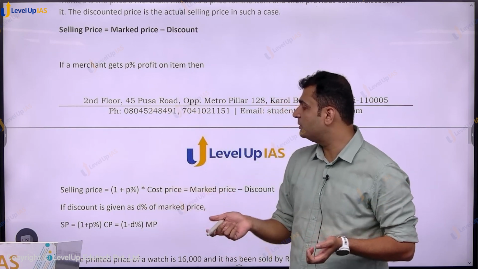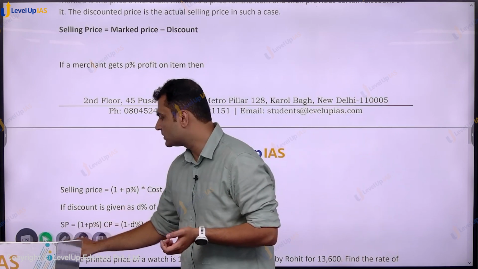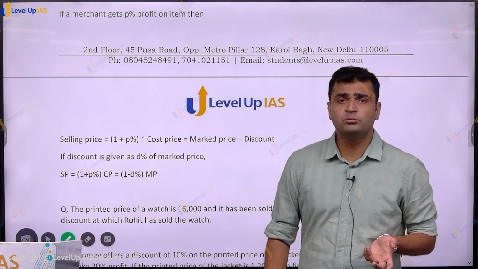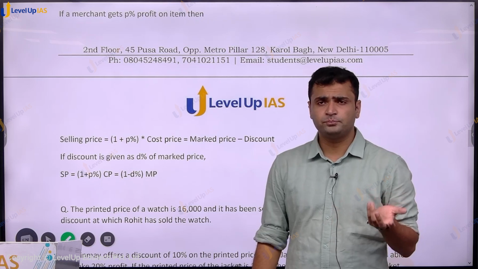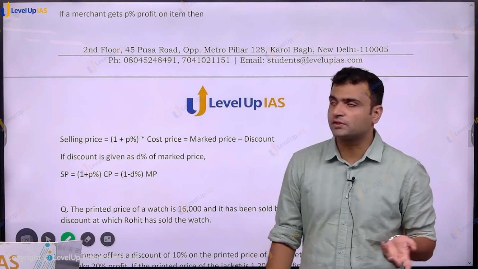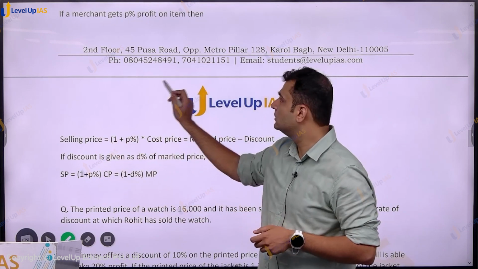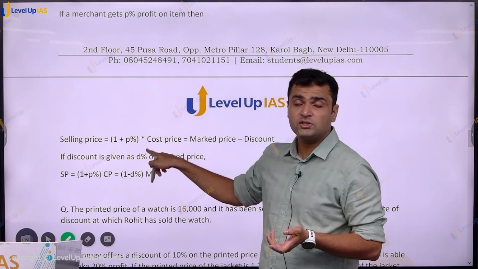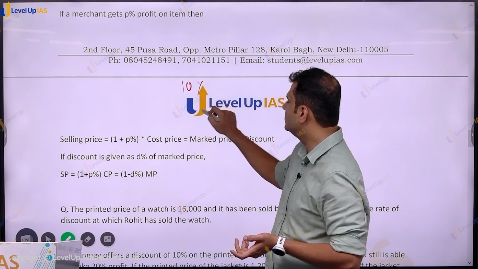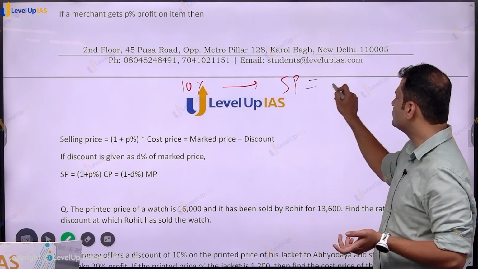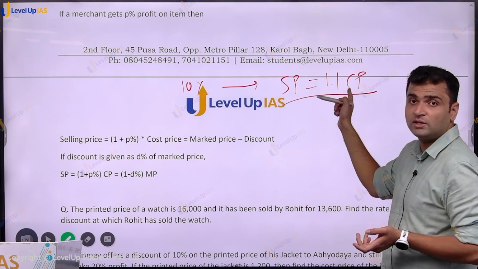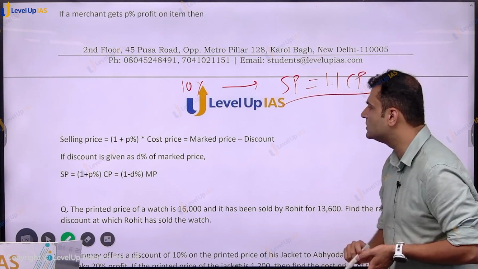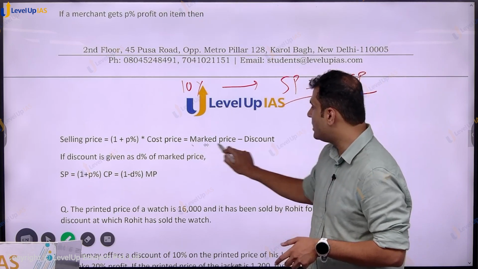If a merchant or seller makes P% profit on the item after giving D% discount, what happens? Selling price is (1 plus P%) times cost price, because profit comes from the percentage chapter. If the profit is 10%, then selling price is 1.1 times CP, because CP plus 10% of CP is the SP. CP plus 10% CP means 1.1 times CP. And it is actually the same as marked price minus discount.